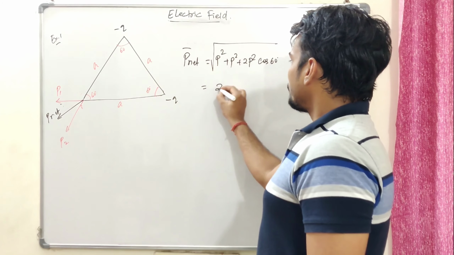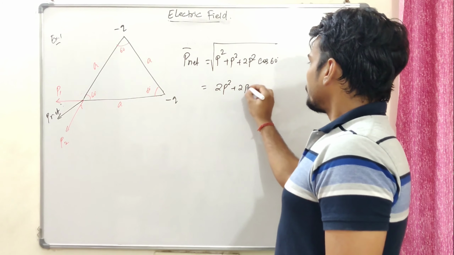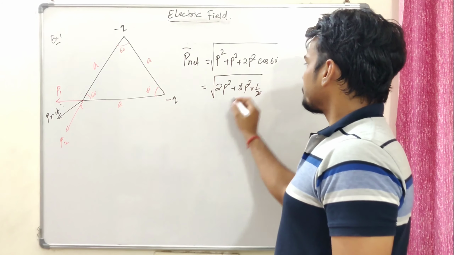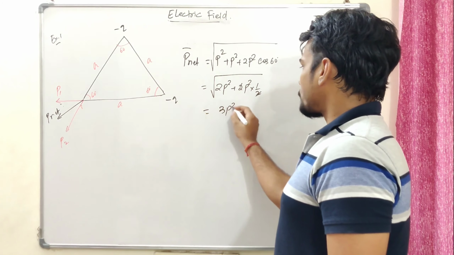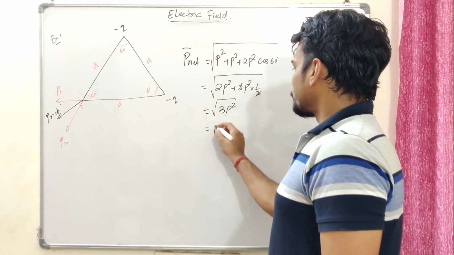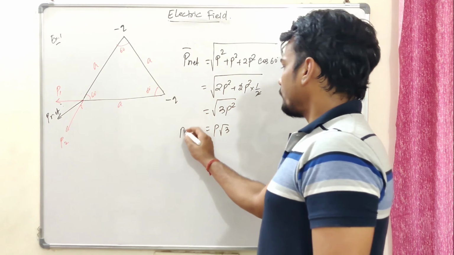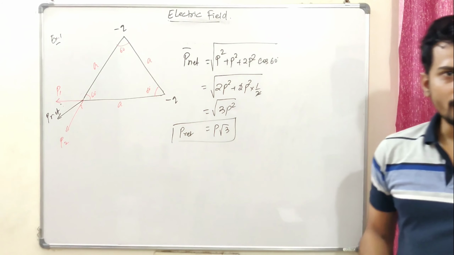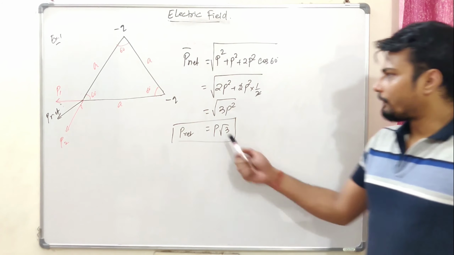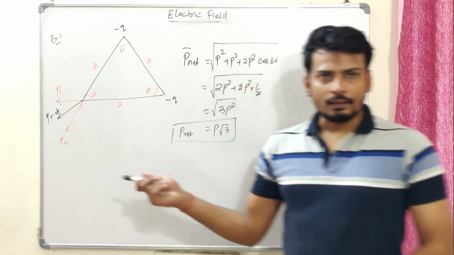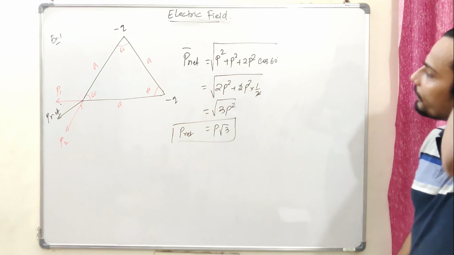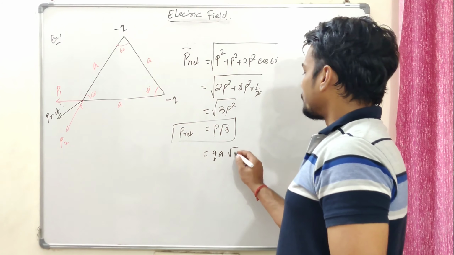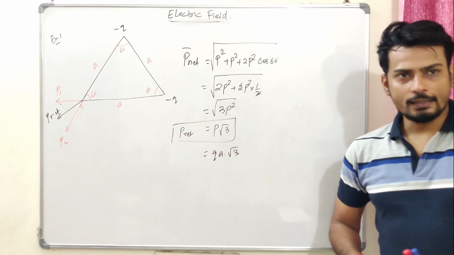So I'll be having 2p square plus 2p square into 1 by 2, cos 60 is 1 by 2, cancelled. So I'm having 3p square under root. So the net dipole should be p root 3, and that's all. So the net dipole moment is going to be root 3 times of p, and p we can easily find, right? Q times of A, that's your dipole moment. So in terms of Q, it should be nothing but Q times A root 3. All okay guys? Fair enough.